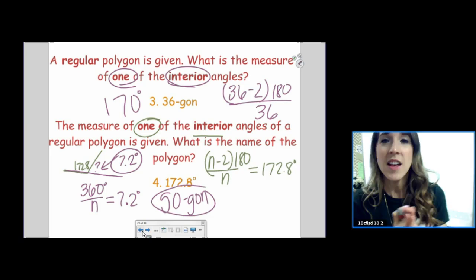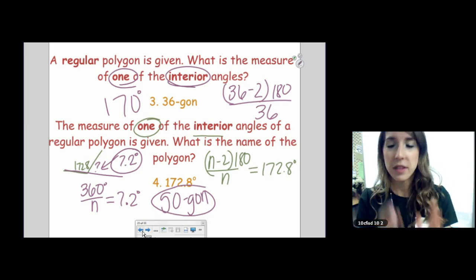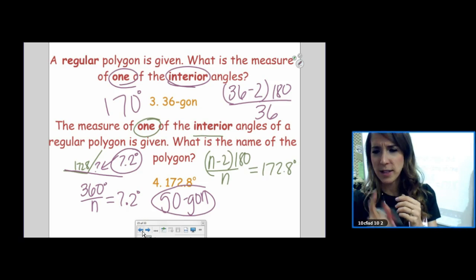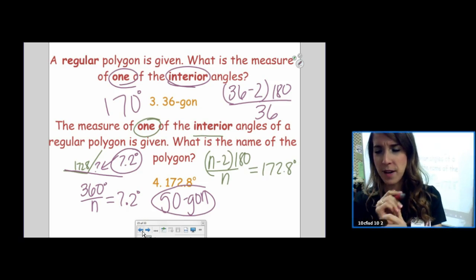Please do your homework. Get all the way to the back of your homework. Please do your homework. There you go. It's a pentagon. You must memorize all the polygons from 3 to 100. Just kidding.